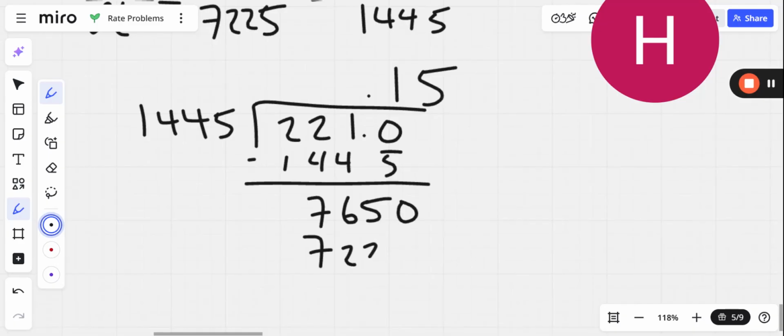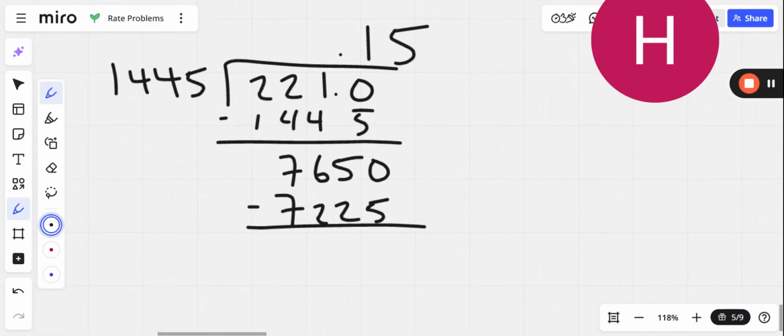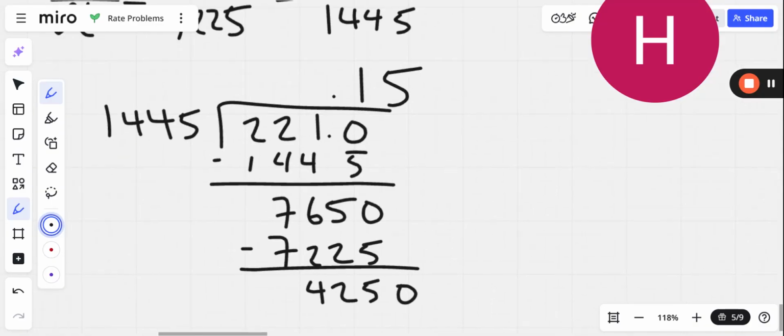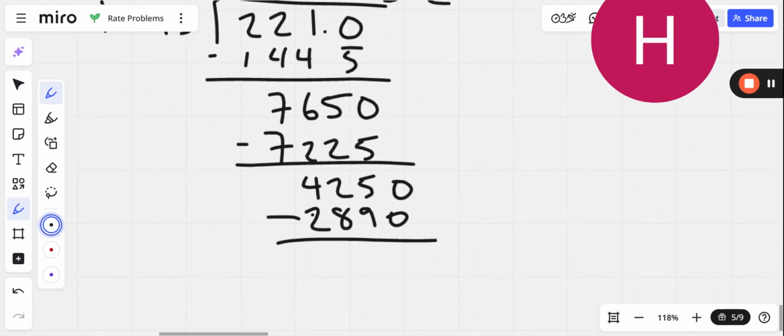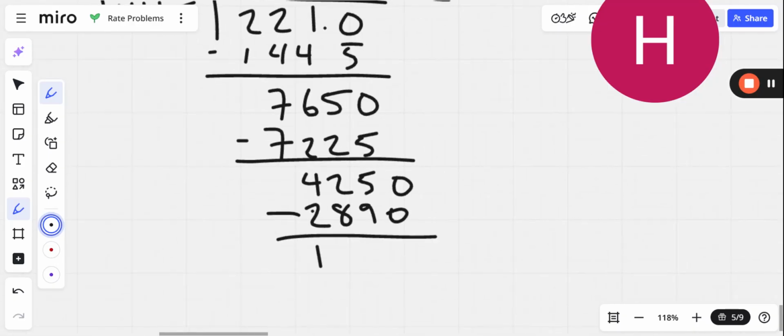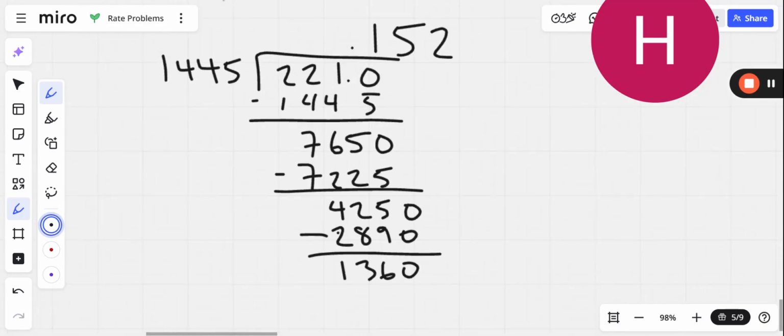1, 2, 2, 5. So this is going to be 425. And there we have, it's about 3. I mean, it's technically a 2. We can't get 3 in there. But if we get 2, that's going to be 2890. And when we subtract that, we're going to have 136. So see, we're very, very close here. That's going to be a 9.